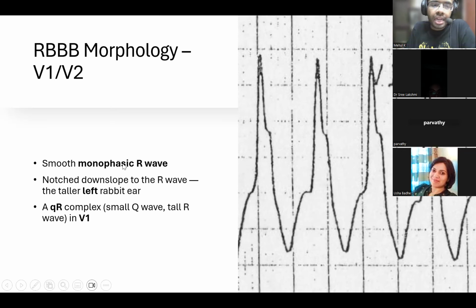Secondly, you have a taller left rabbit ear. Now, what does that mean? Usually, when you have an RSR dash pattern, the initial R wave is going to be smaller compared to the R dash wave. That is usually what happens in RBBB. If the opposite happens, as you can see on this photo here, the left side of the RSR dash pattern is actually bigger than the right side. So that is called the taller left rabbit ear pattern. The ears of a rabbit, basically. If you see that, then that is actually going to favor VT. Also, if you see any QR complexes, any kind of Q waves before the R wave, that also favors VT. So this is for V1 and V2.